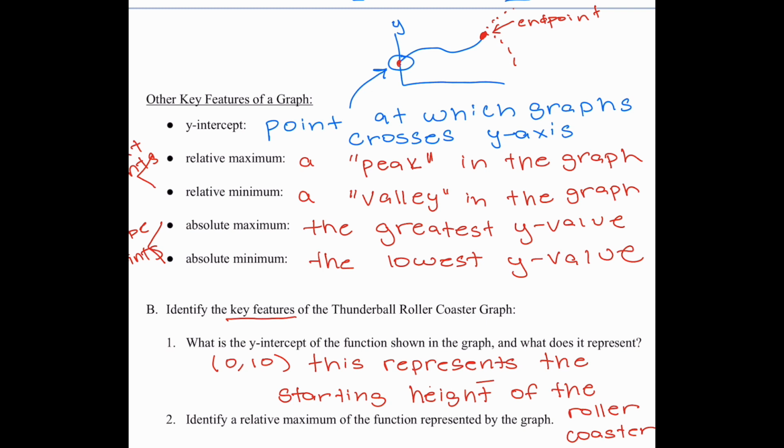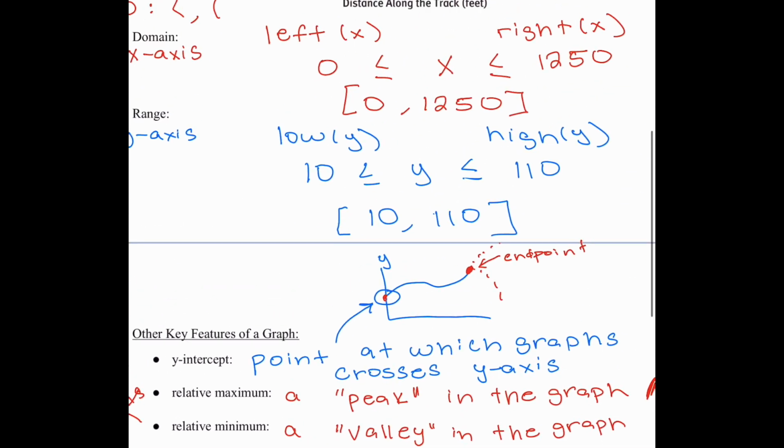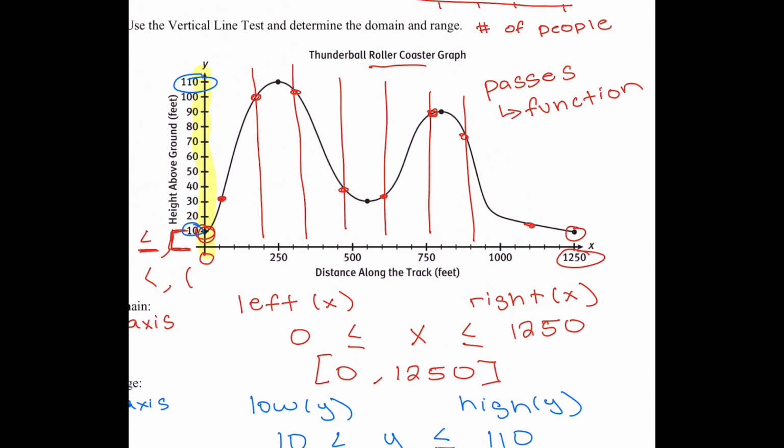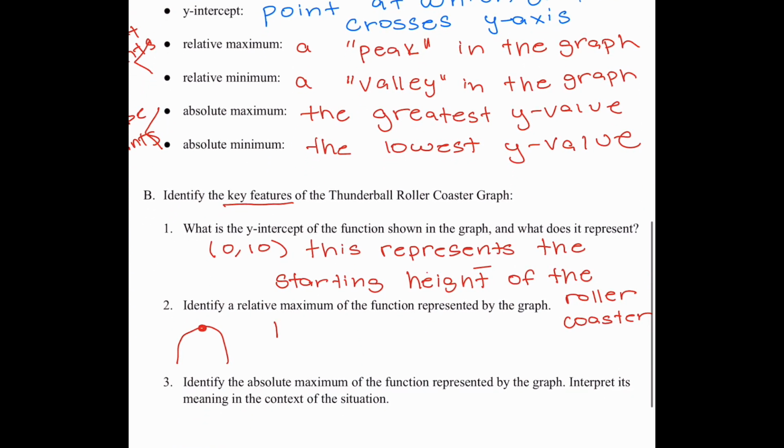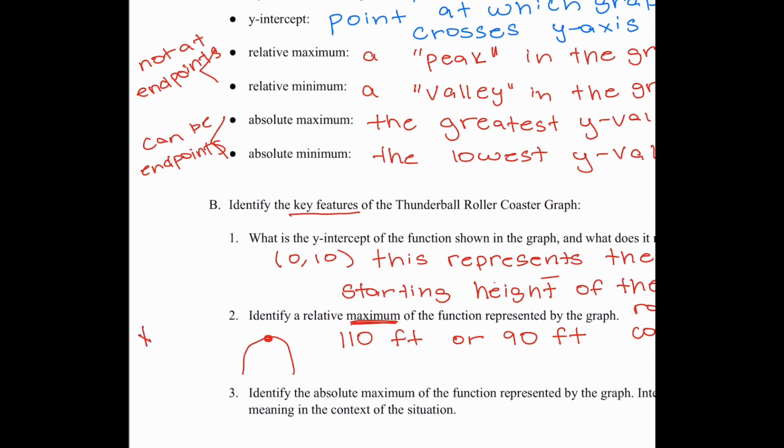Number 2 says identify a relative maximum of the function. Remember, relative maximums are peaks. So we're looking at where there are peaks in this graph. And I see 2. There's a peak right here and a peak right here. So we have 110 or 90. Those are both relative maximums. And for maximums and minimums, you're always talking about the y value. We're talking about the y values for maximums and minimums.